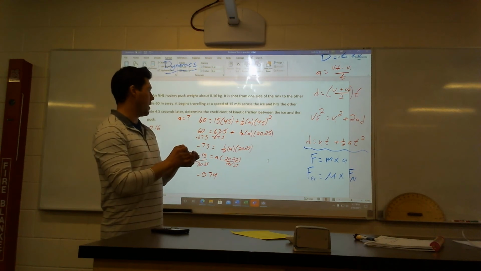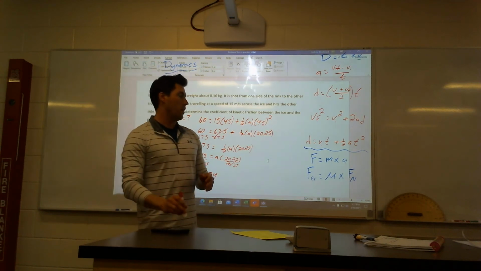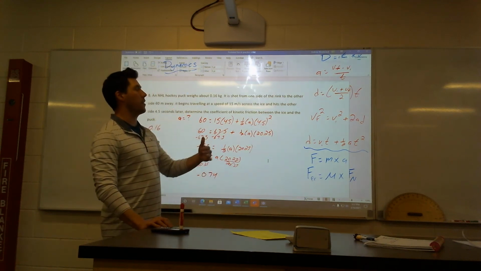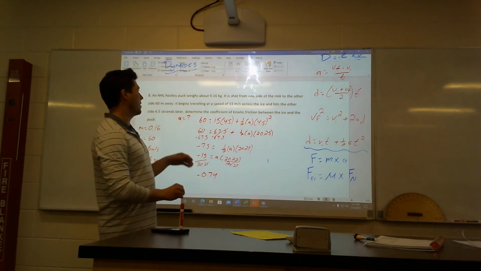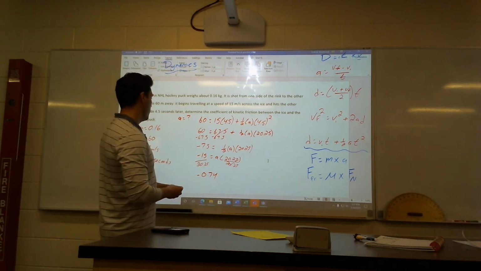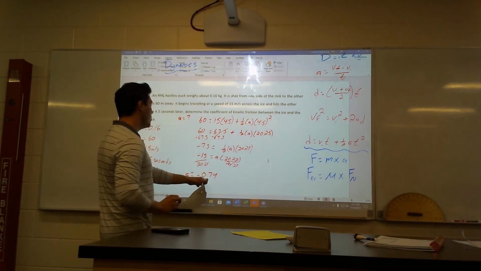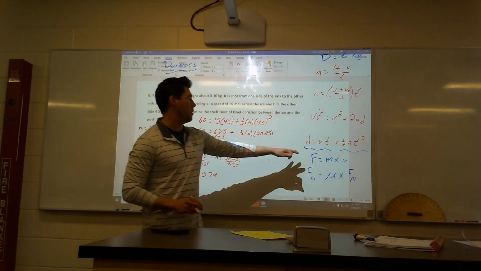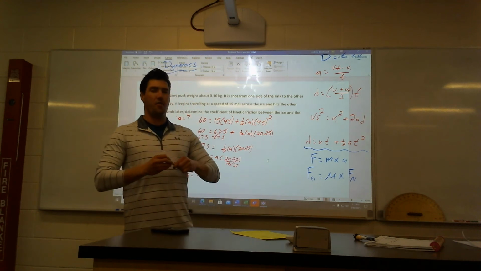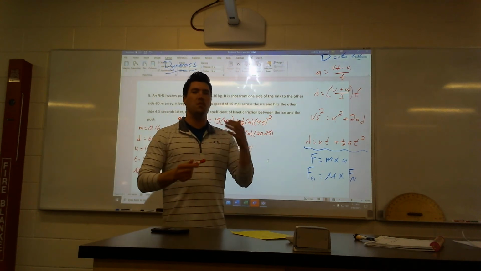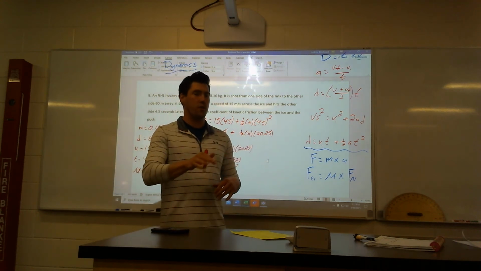Obviously this puck slowed down. It didn't keep going at exactly the same velocity the whole time. I got an acceleration of negative 0.74. All right, I can use that now, over here, to figure out my force. Again, if a puck's sliding on ice, the only force acting on it is probably just friction.